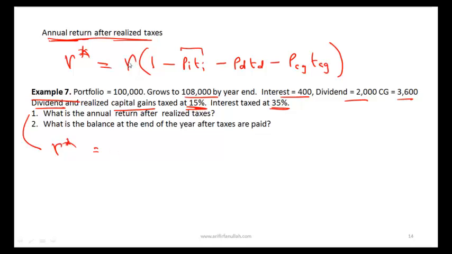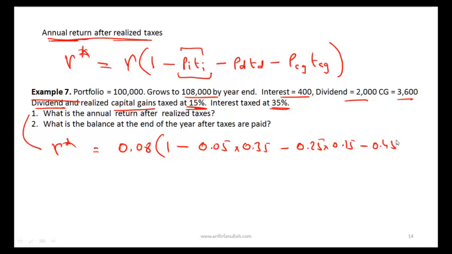What's R? That's the 8%. So let's put in 0.08 multiplied by 1 minus, what is this over here? So this was 0.05 multiplied by 0.35, which is the rate for interest, and then we subtract what was the portion of the dividend? 0.25 multiplied by 0.15, and then what do we subtract after that? Multiplied by 0.15. If you do the math, what we are going to get is 7.02%, or if you are working in decimals, you'll get 0.0702. What is this number? It is the annual return after realized taxes.